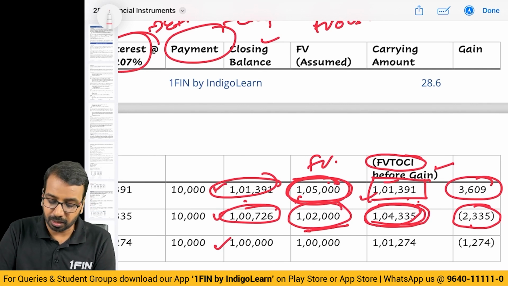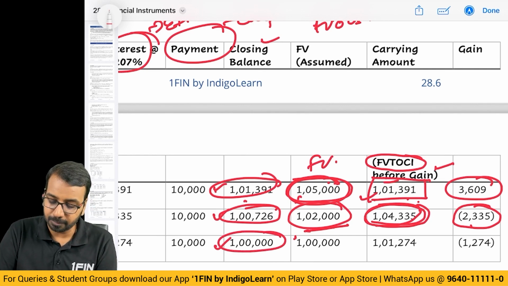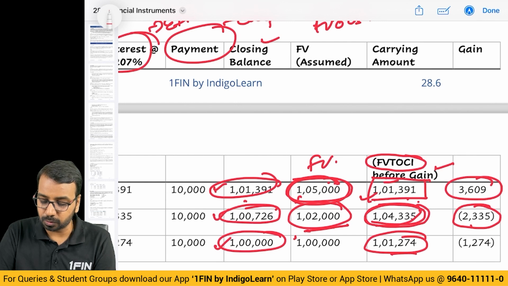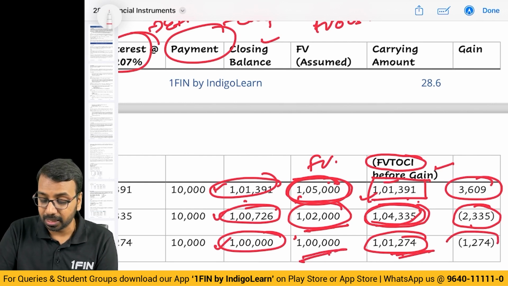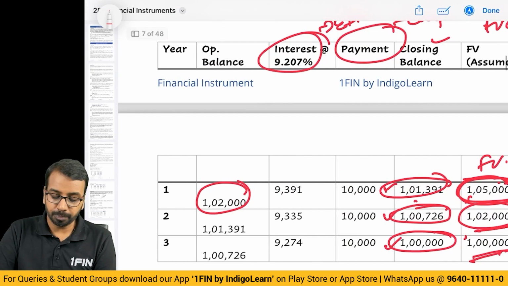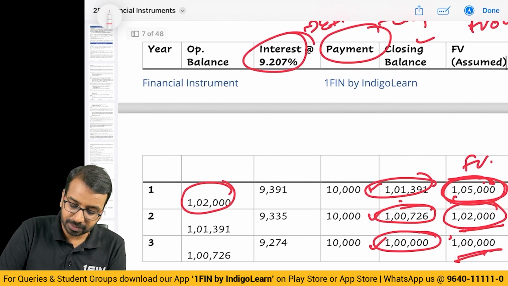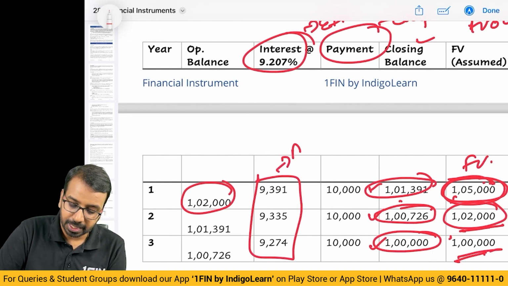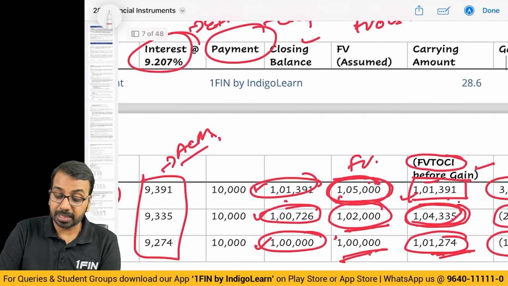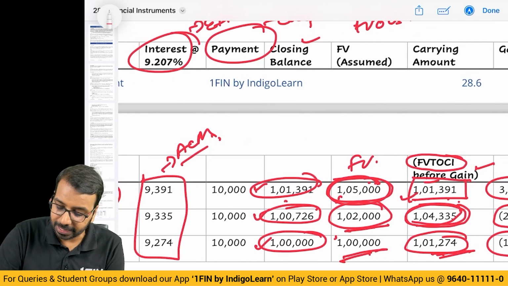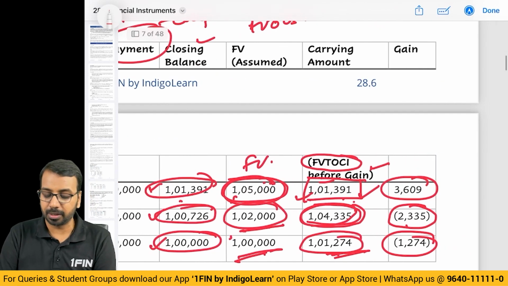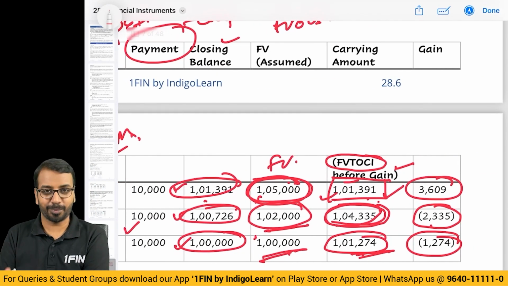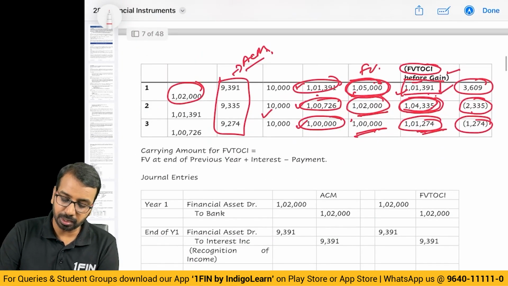Then in the third year, carrying amount is 1,01,274. Fair value is 1 lakh. The difference will be the loss. So what you have to do is, this interest will be the same as per amortized cost, but the carrying amount will change, because you will take opening balance plus interest minus payment to arrive at the carrying amount. Accordingly, you will calculate the gain or loss.